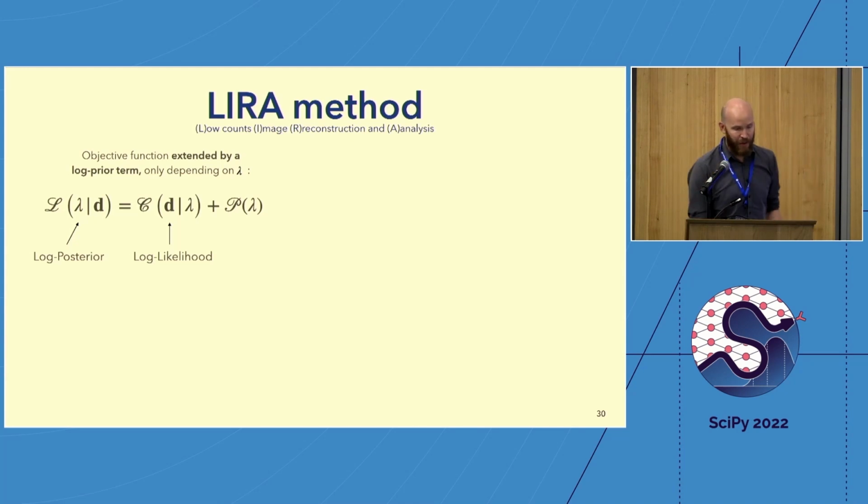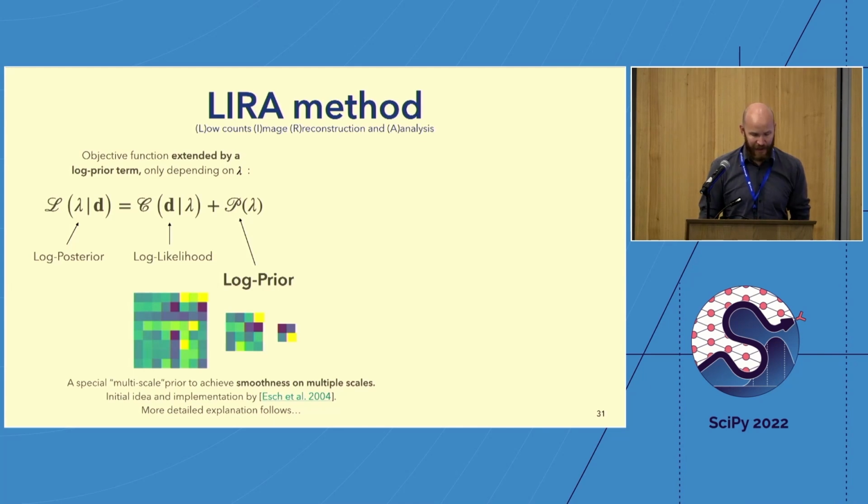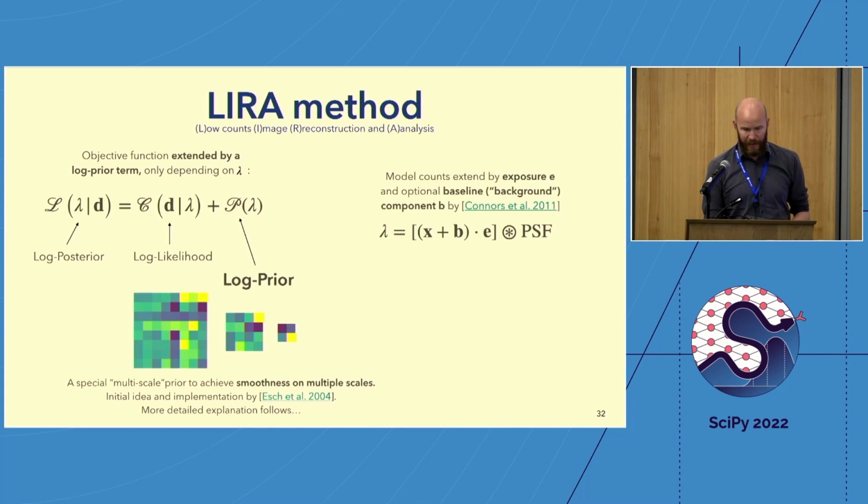Starting from the same log likelihood function that we had before, now we're just adding a log prior term that only depends on lambda. So the goal here is to restrict the solution space for lambda or for x using prior information. So the LIRA method here has this very specific multiscale prior to achieve smoothness of the image and the solution on multiple scales. And the initial implementation is already from 2004. I'll explain this a little bit more in detail after this slide.